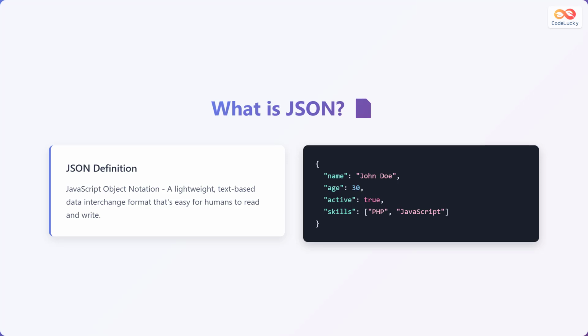This is an example of a JSON object containing a name, which is John Doe, age, which is 30, active, which is true, and skills, which is PHP and JavaScript.